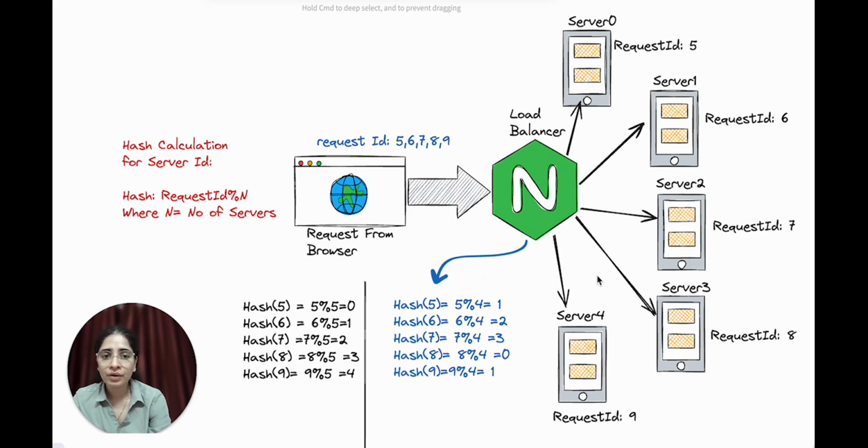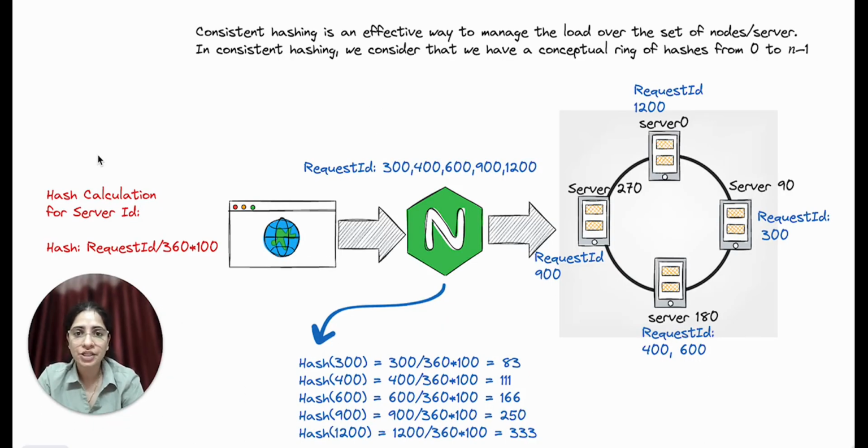Then consistent hashing came into the picture. Consistent hashing is an effective way to manage the load over the servers. Instead of considering the servers in a linear form, we consider all the servers present as a ring. Again the request will be coming from the browser, then it will land onto this load balancer.